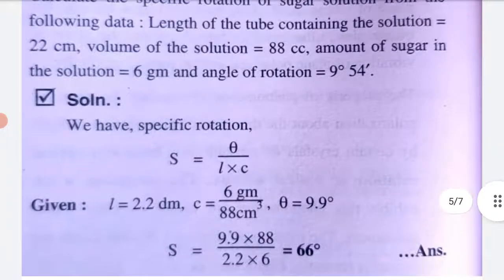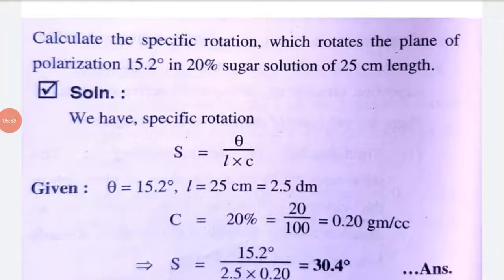We have specific rotation S is equal to theta upon L into C. Then we know L is equal to 2.2 dm, C is equal to 6 gram upon 88 centimeter cube, and theta is equal to 9.9 degrees. Then S, the specific rotation, is equal to 9.9 into 88 upon 2.2 into 6, which is equal to 66 degrees. Then the specific rotation is 66 degrees.